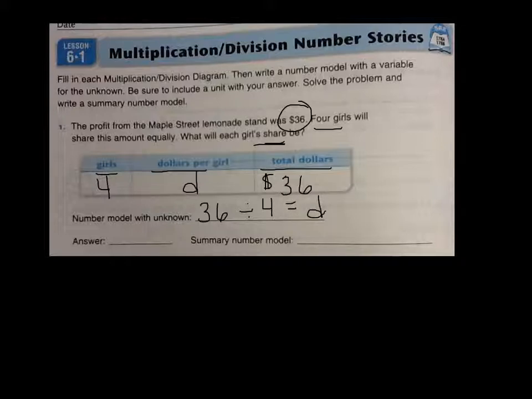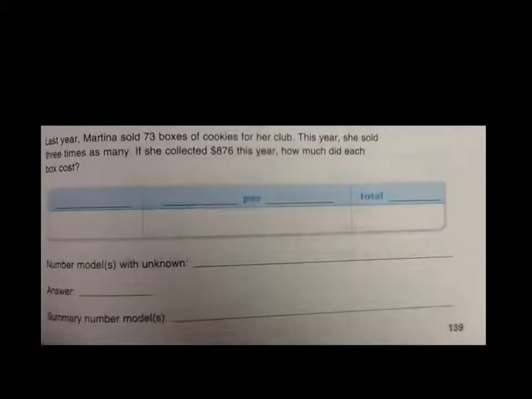What should our answer be? Right, it's $9 per girl, and then we write our summary number model. 36 divided by 4 equals 9. You will continue this pattern for the rest of the page. For right now, let's go ahead and look at page 139, and we're going to do one of the challenge problems on that page together.